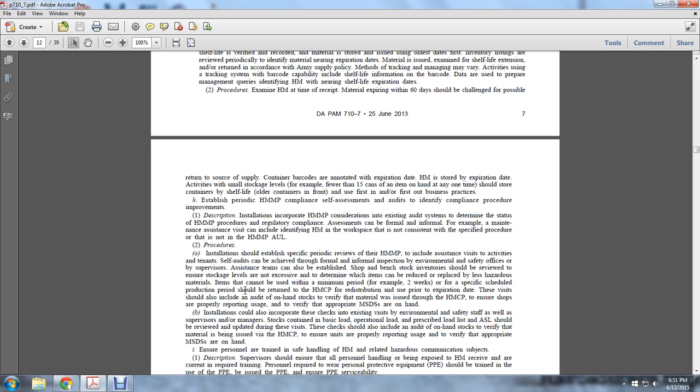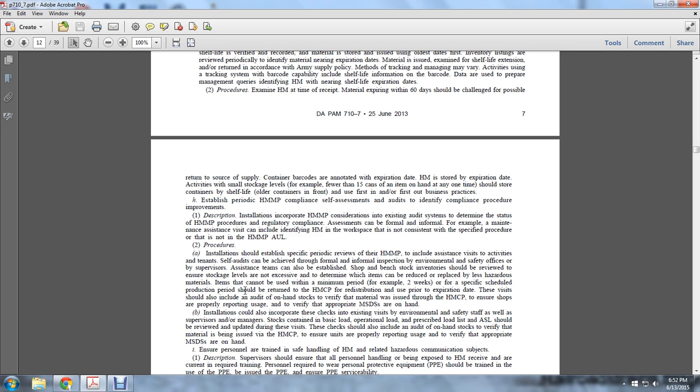materials. Items that cannot be used in the minimum period, for example, two weeks for this use, or a specific item held for the production period, should be returned to the hazardous material control program for redistribution and use prior to the expiration date. These visits should also include an audit of on-hand stock and verify the material was issued by the hazardous material control program, to ensure shops are properly reporting usage and to verify the appropriate material safety data sheets are on hand.